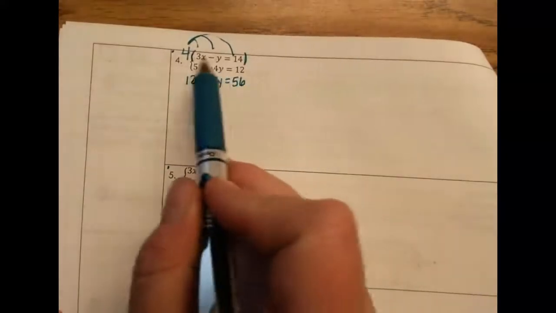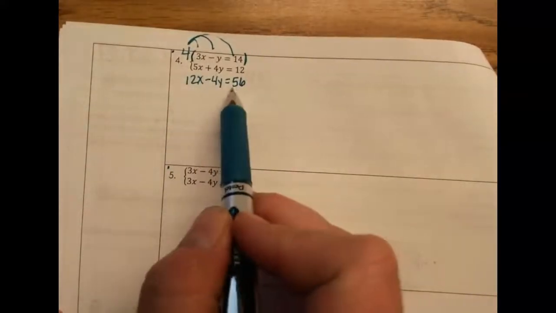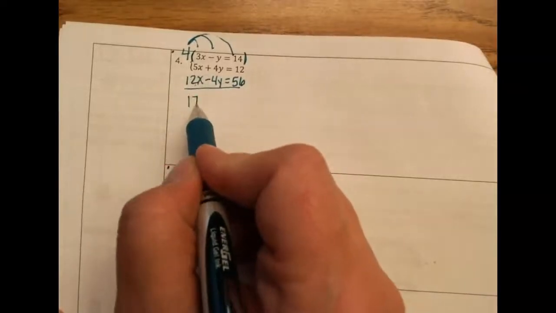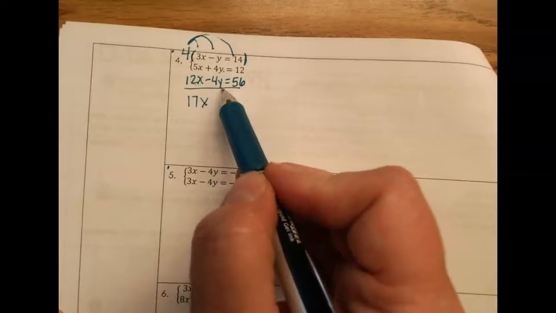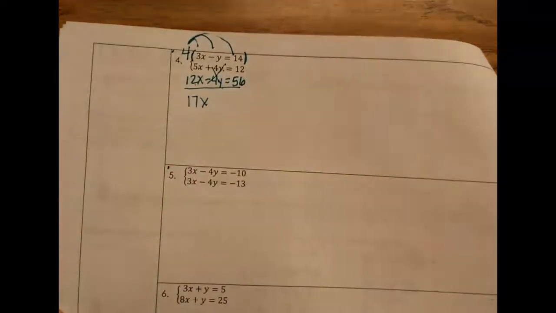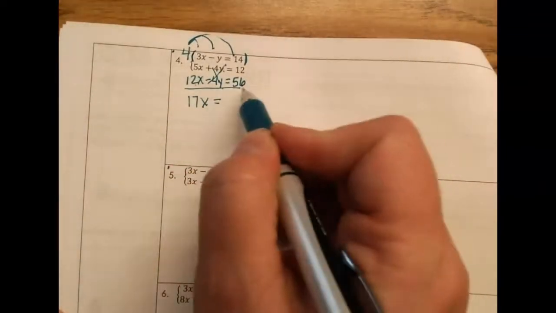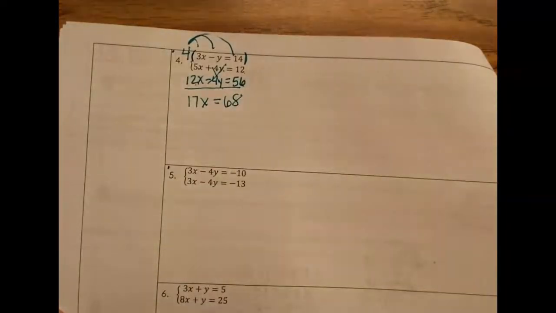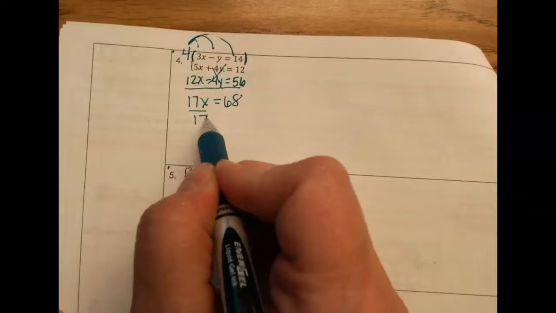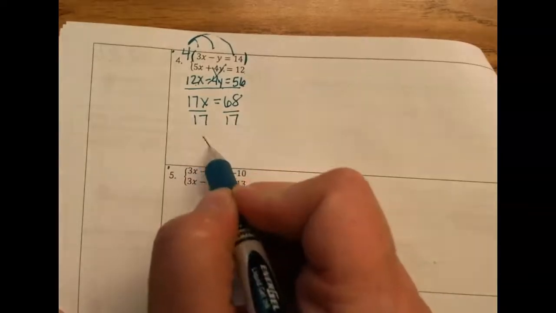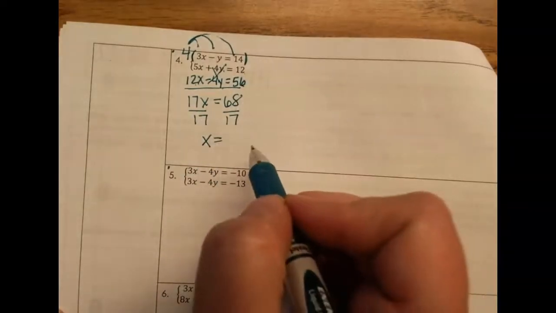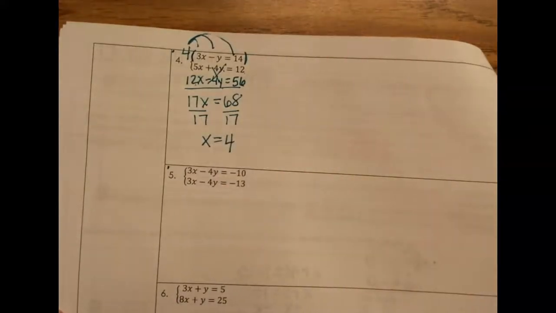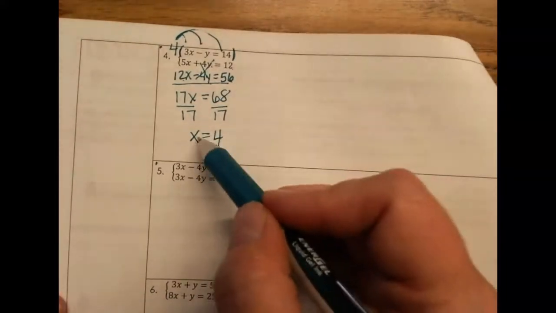So now, kind of ignore this top one because we just rewrote it here. Let's add, going straight down, 5x plus 12x, 17x. Positive 4y minus 4y, they eliminate, which is what we wanted to have happen, equals 12 plus 56 is 68. So now we're going to divide, and x equals, well, what's 68 divided by 17? And that is 4. All right, so now we have an x value.